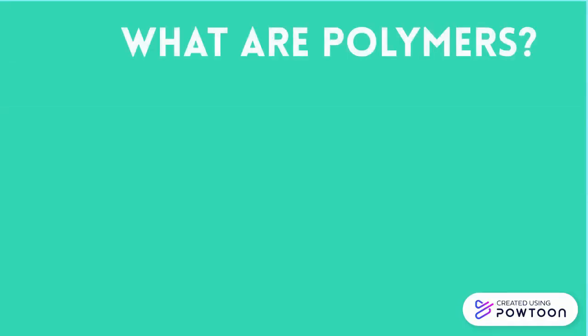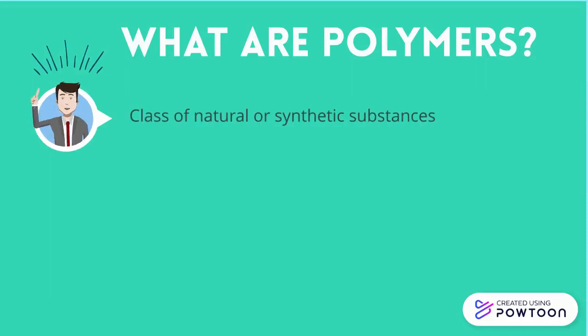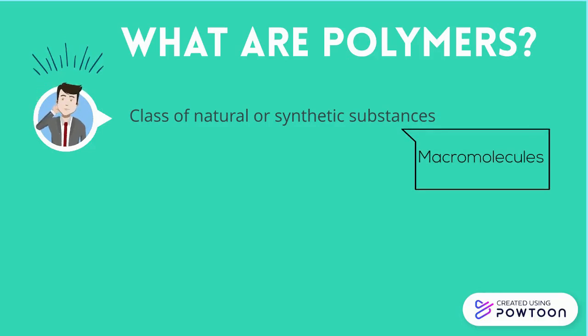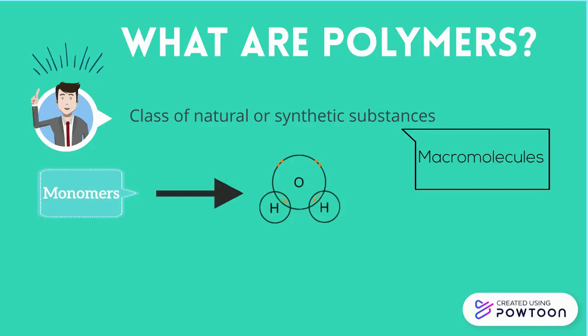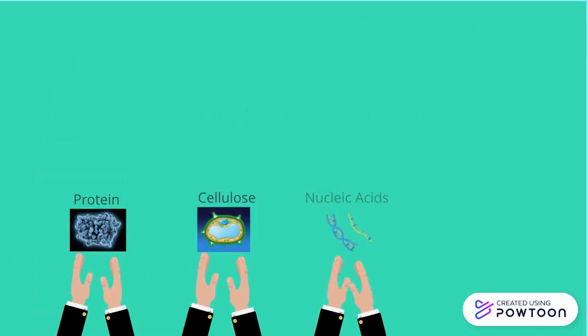Now, what is a polymer, you may wonder? It refers to a class of natural or synthetic substances composed of very large molecules, called macromolecules. These are multiples of simpler chemical units called monomers and are linked by covalent bonds. Polymers make up many of the materials in living organisms. For example, proteins, cellulose, and nucleic acids.